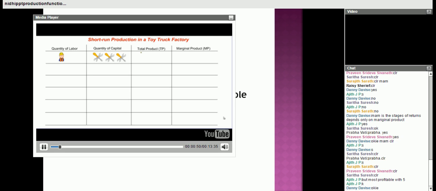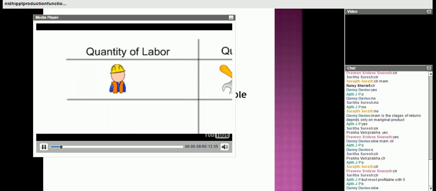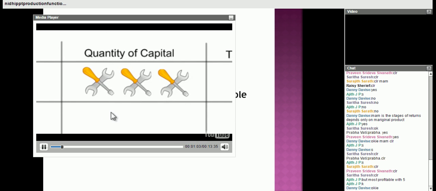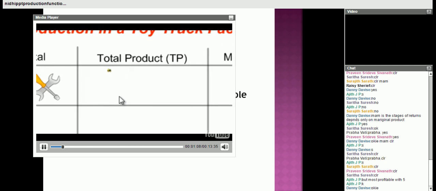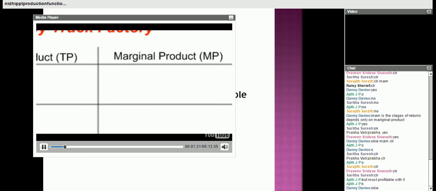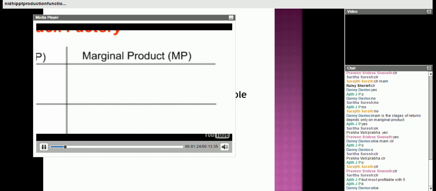Now, let's look at our example here. We're going to be looking at the short-run production in a toy truck factory. We have labor, which is represented by our workers on the left. We have capital, which is represented by the tools in the next column over. And what we're going to measure is the change in the output of toy trucks that results from the addition of units of labor to the production of toy trucks in this factory. So we'll also record the total product or the total output of toy trucks and the marginal product, which is the change in total product for each additional unit of labor added.